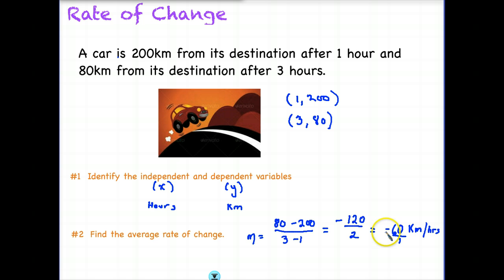So what this problem is saying is that a car is 200 kilometers from its destination after 1 hour and 80 kilometers from its destination after 3 hours. So we are getting closer at a rate of 60 kilometers per hour to the destination. So we started off far away, but each time we get closer and closer and closer. All right, and that concludes our discussion on rate of change and slope.